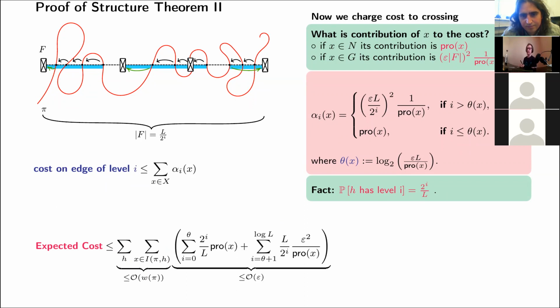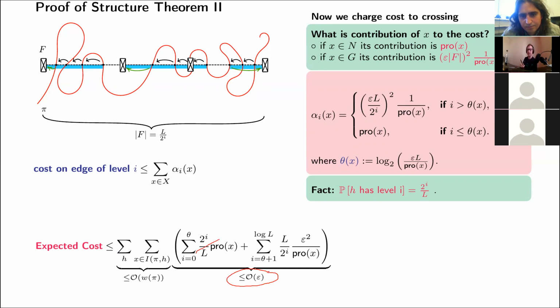Basically, when alpha was smaller than theta, it was pro of x, and when alpha was greater than theta, it was this. So I have a summation over theta. What I want to claim now is that this is of order epsilon. Okay. Why is that? Let's simplify it.